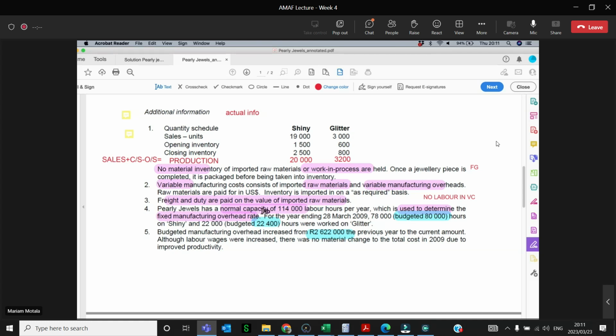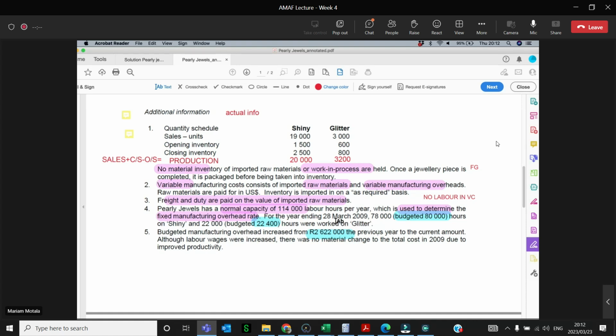So let's read notes 4 and 5. Pearly Jewels has a normal capacity of 114,000 labor hours, used to determine the fixed manufacturing overhead rate. Now remember from Unit 3, we did this at the last lesson as well. Today we just focused on high, low, and the splitting of the cost. But at the last session, we spoke about how we need to learn to allocate or come up with the allocation rate, where we end up using the normal capacity and we use a volume basis. In this instance, they're telling us that it's labor hours used to determine the fixed manufacturing overhead rate.